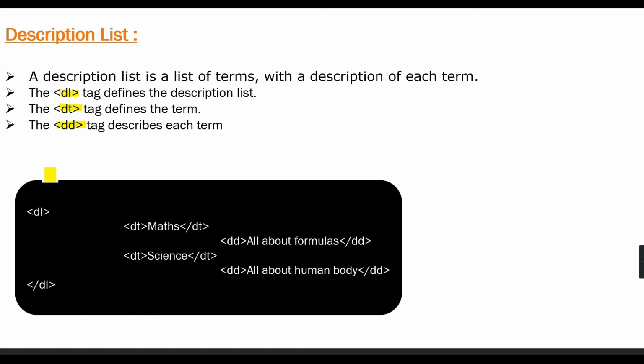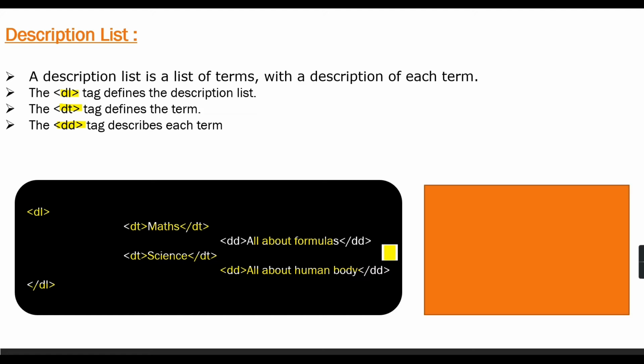So this is the syntax of description list. Here you have the description list, and here you have the data items in your list. Like maths is the data item which we have provided, which is enclosed in dt, and dd is used to describe the data item maths. So maths is described here, all about formulas, and the second data item is science, and the description about the second data item is provided here. So let's see how it will be represented on the web browser. So this is the way in which it will be represented on the browser.